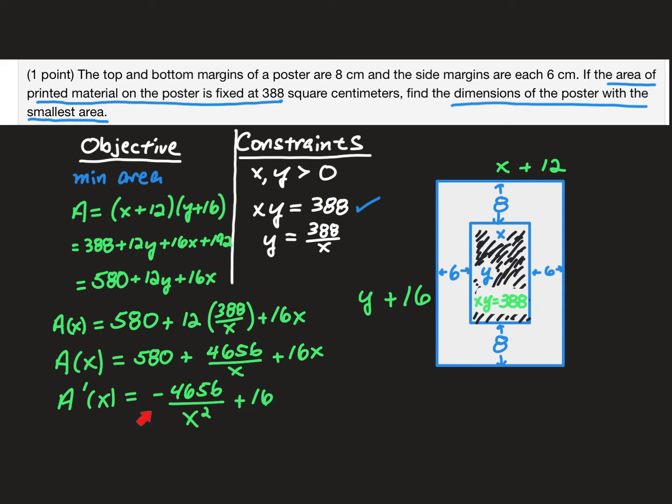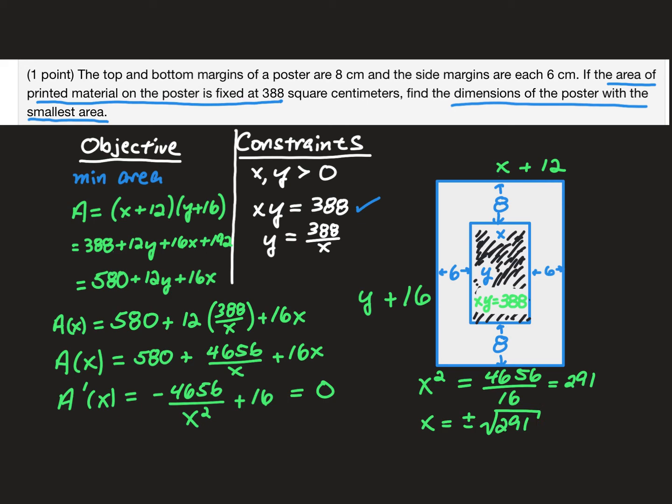So now we're going to find the critical numbers by setting this derivative equal to 0. And then I'm going to solve this equation right here. So when I do that, I'm going to move the 4656 over to the right-hand side, like so. And then I'm going to multiply up by x squared and divide by 16. So it's going to look like I'm just swapping these two here. And then 4656 divided by 16 is 291. And now I'm going to take a square root of both sides. Now I get a plus or minus square root, right?